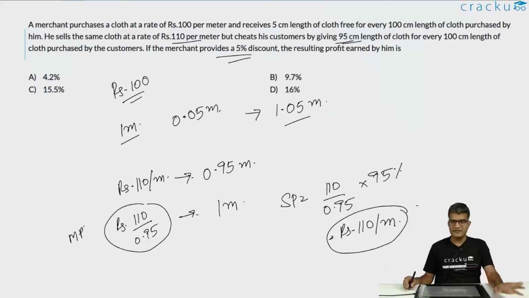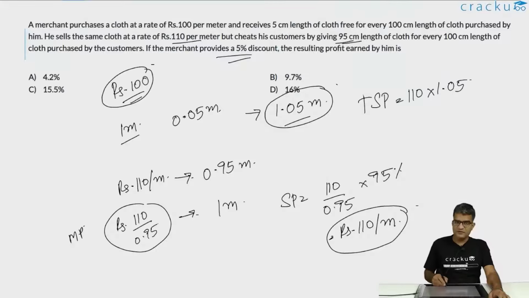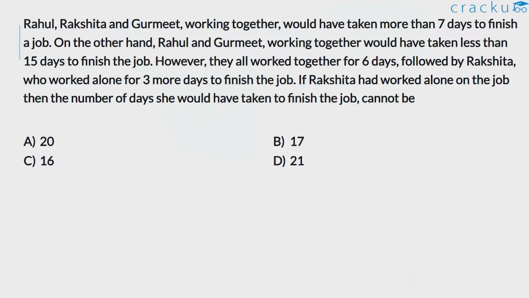So when he is selling 1 meter, he is collecting rupees 110. How much cloth does he have? He has 1.05 meters. So what is the total selling price? Total selling price will be 110 into 1.05. Total cost price is 100. 110 into 1.05, if you are calculating, will be 115.5 rupees. Therefore, the profit percentage will be 15.5%, which is option C.